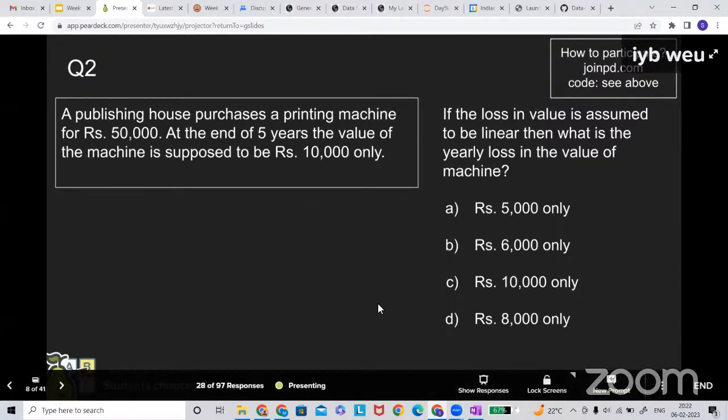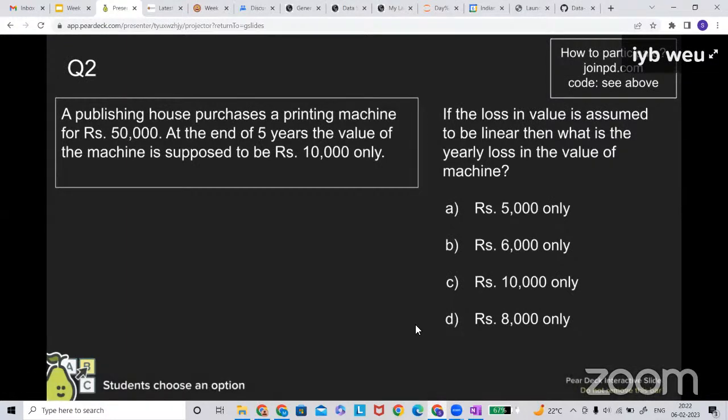Okay, let's wait. I'm looking at 28 responses out of 98. Let's wait for 4 minutes at least for this question, and let everyone solve it.